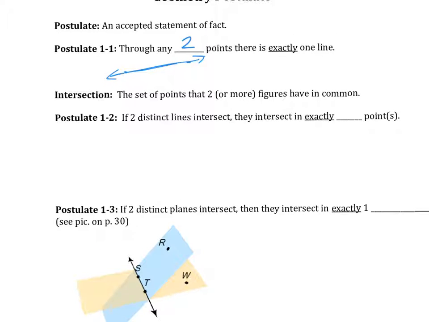Okay, another term for you: intersection. If you think about driving, how many of you are driving? It's fun, right? Not a lot of you yet. An intersection when you're driving is, you know, one road's going this way, one road is going that way. They meet right here. That's an intersection, okay? So it's the set of points that two or more figures have in common. Where are they meeting up? Where is their intersection? You're going to see that in postulate 1-2.